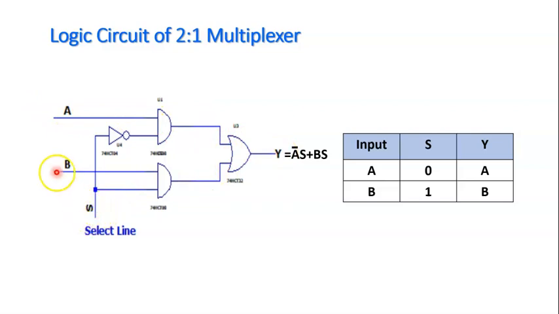Whenever S is equal to 1, this is 0, so this is not activated and B is 1. S is equal to 1 and whatever is the data on B, either 0 or 1, that is passed on to the output of the AND gate.